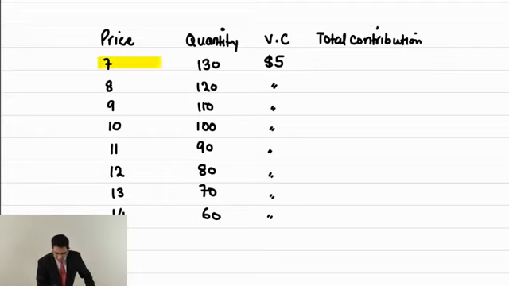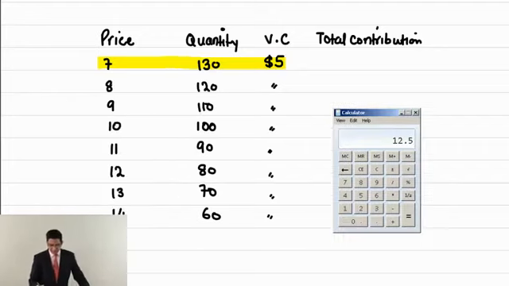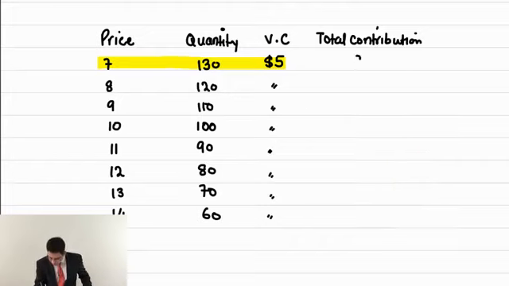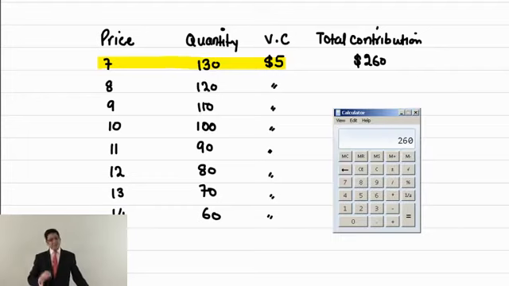At each combination, let's calculate total contribution. Remember, selling price minus variable cost is contribution, times by quantity equals the total contribution. So let's pick up the calculator. Okay, so 7 minus 5 is $2 contribution multiplied by 130. So contribution comes to 260. Okay, let's calculate all of them.